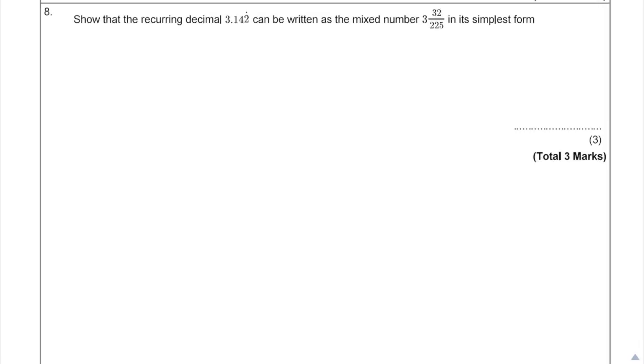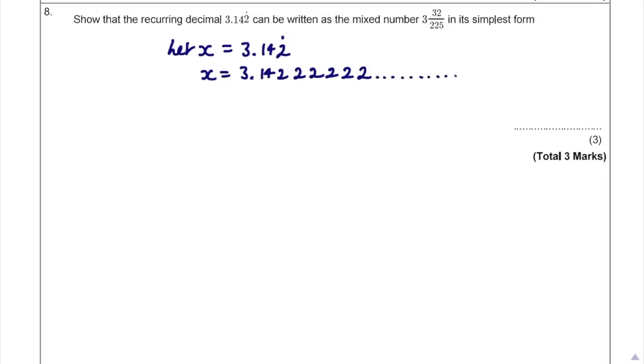Question 8 says show that the recurring decimal 3.142 can be written as that mixed number in its simplest form. So for these questions, we introduce a variable. We call that variable x. So we're going to say let x equal 3.142, where the 2 is recurring, and we can say that that is the same as saying 3.14 and then just repeating the 2's. And of course they're going to repeat infinitely.